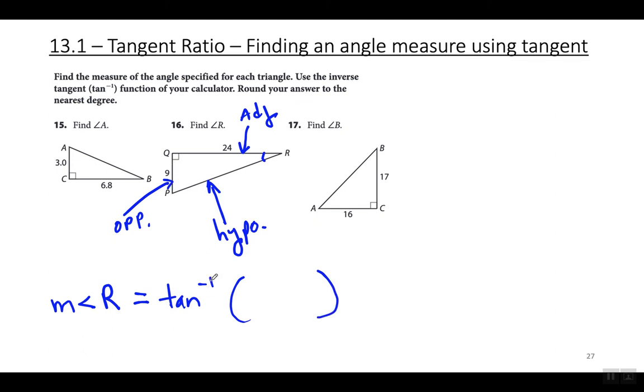El inverso de tangent del lado opuesto dividido por el lado adyacente, así que 9 dividido por 24. So in the calculator, 9 divided by 24 equals, and then hit the inverse tangent button, and your answer is approximately 21 degrees. 20.556, which when you round it is approximately 21 degrees, okay?